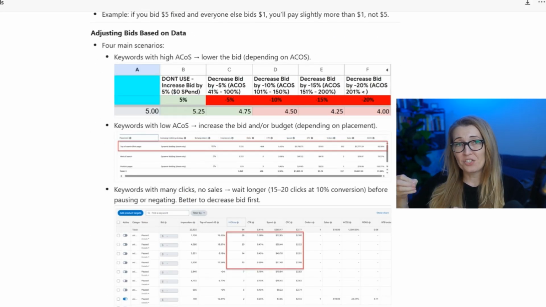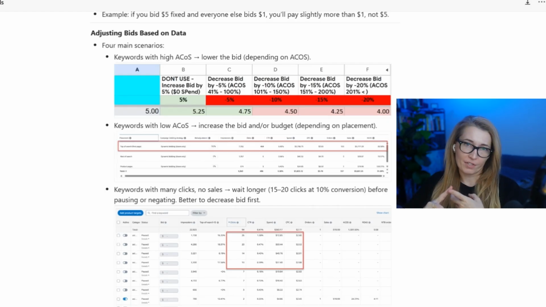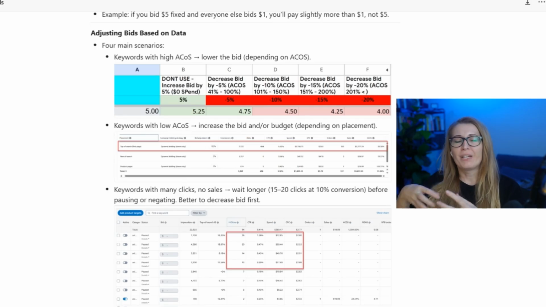Now, the next thing that is really important for you to understand is adjusting bids based on data. So after you created your very first campaigns, after you bid the correct amount and now you get clicks, there's going to be an outcome, right?